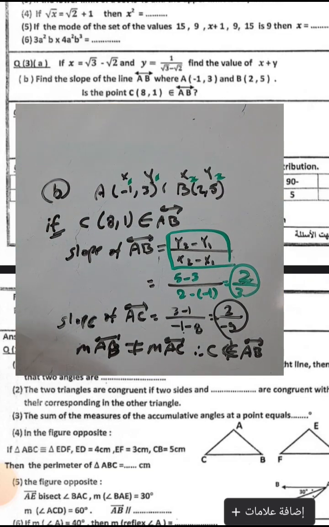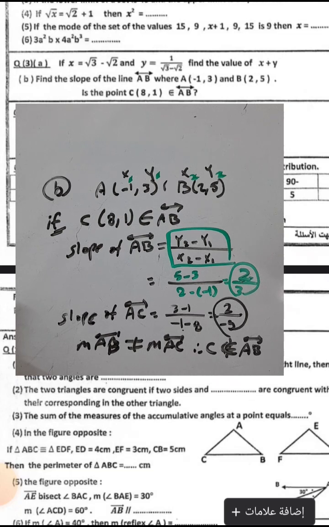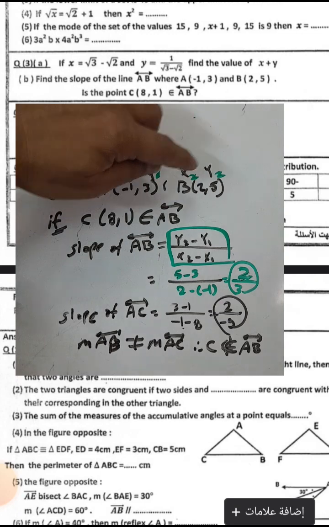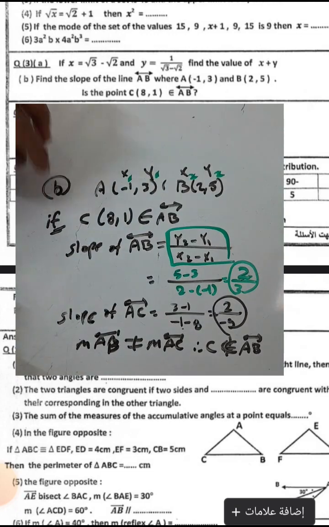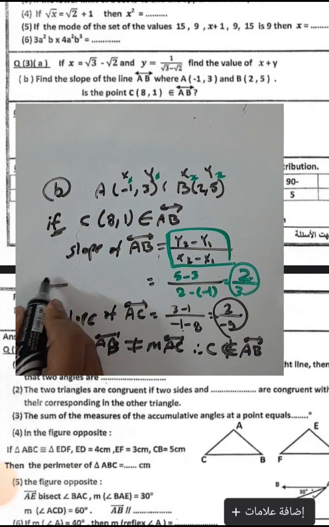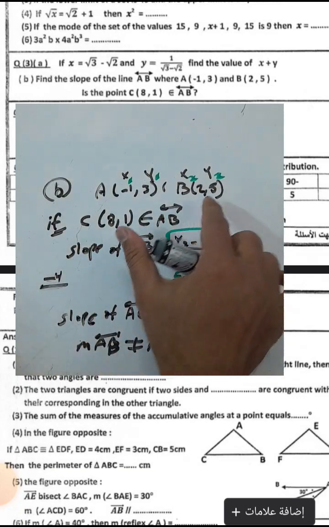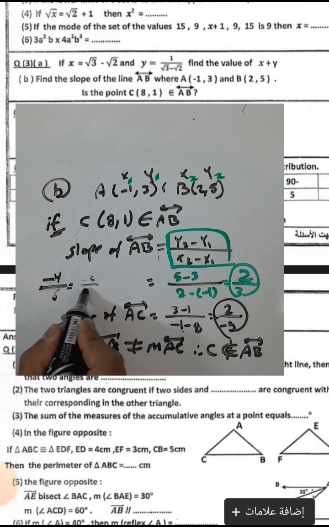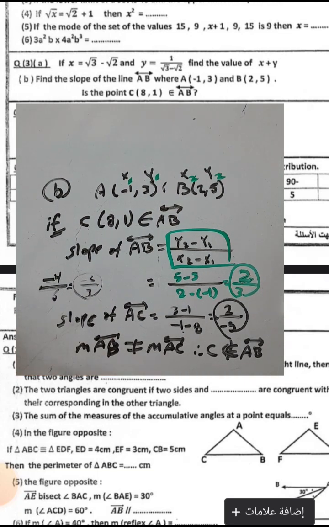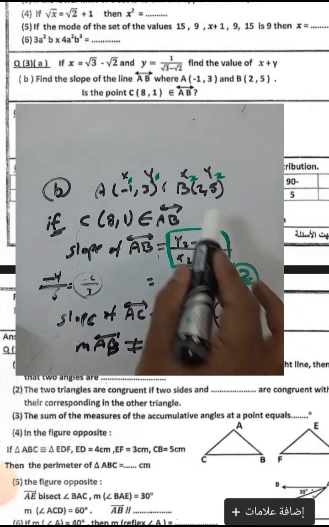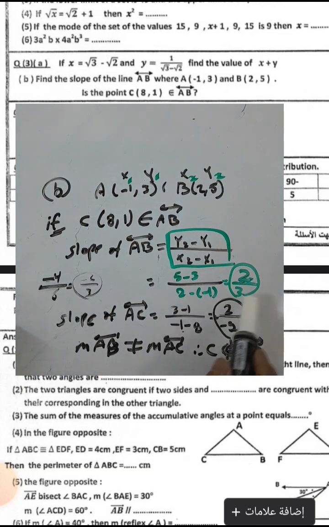Understood? You want to know whether this point falls on the line or not. We can find the slope of EC and EB, or EC and CB. You can find the slope of CB: 1 minus 5 is negative 4, and 8 minus 2 equals 6. It will be negative 2 over 3. And the slope of EB: 5 minus 3 equals 2, and 2 minus 2 it will be 3. The result will be here 2 over 3.